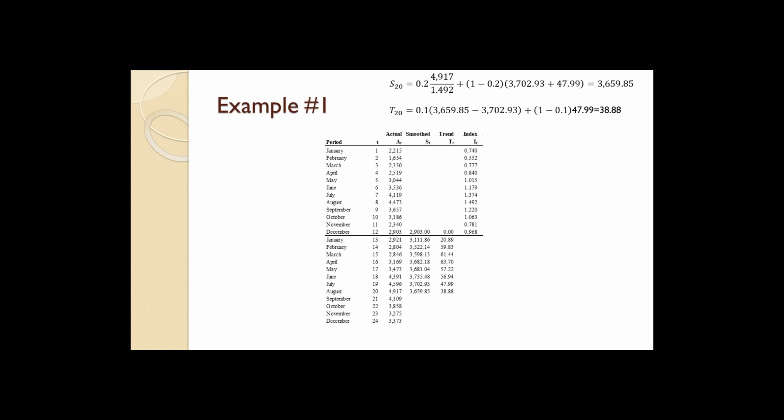For August, S sub t equals 0.2 times 4,917 divided by 1.492 plus 1 minus 0.2 times 3,702.93 plus 47.99 equals 3,659.85.